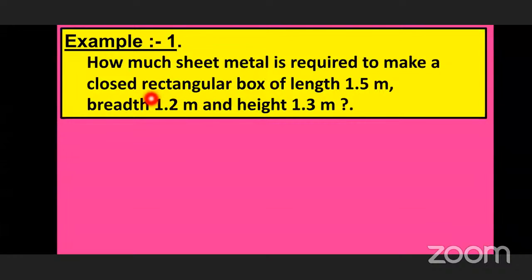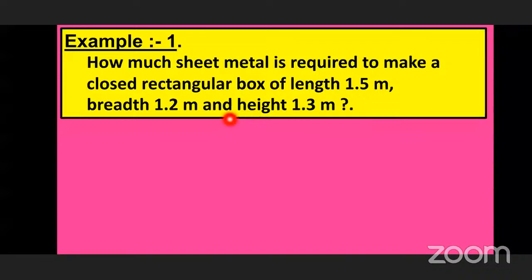From this word, children, rectangular box, can you tell me whether this object is of cube shape or cuboid shape? Cuboid, because here it is rectangular, and cuboid is having rectangular faces. So this is an object which is having cuboid shape, of length 1.5 meter, breadth 1.2 meter, and height 1.3 meter.